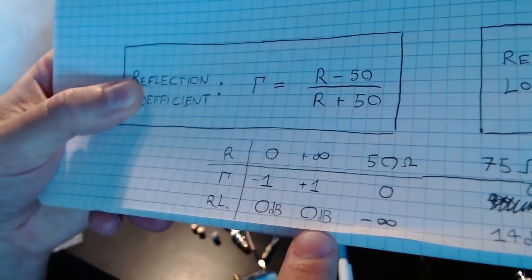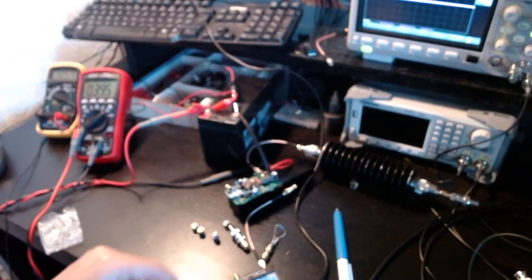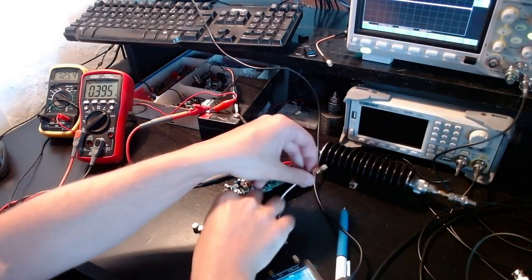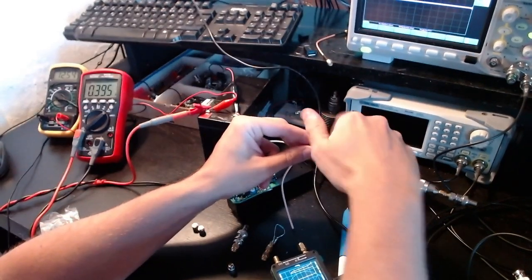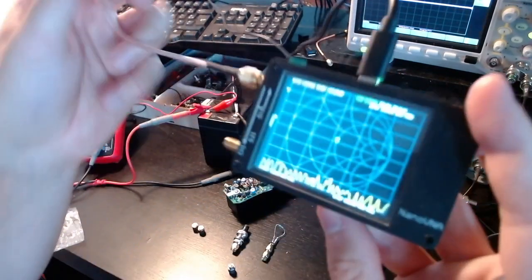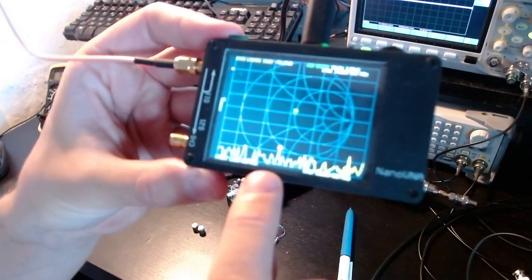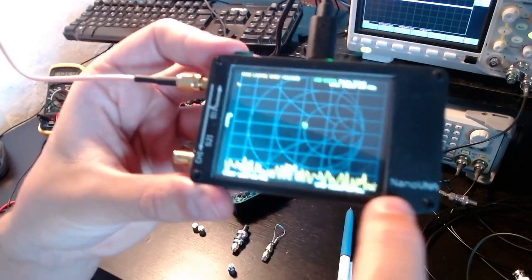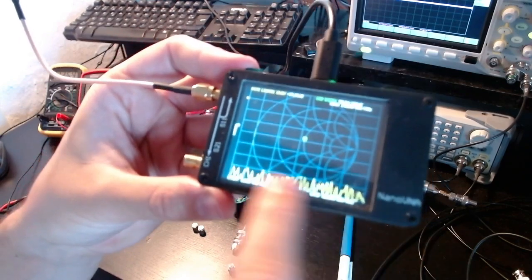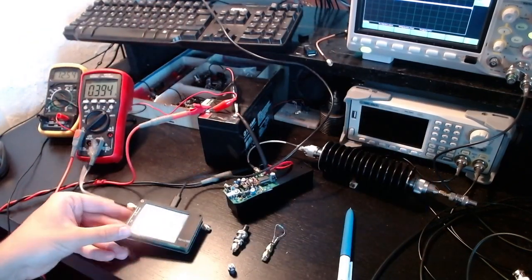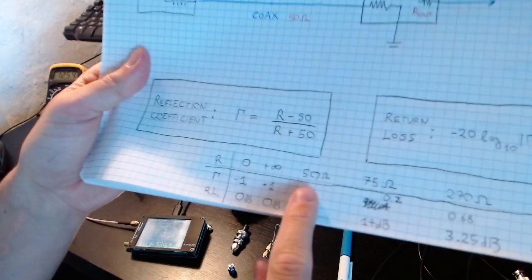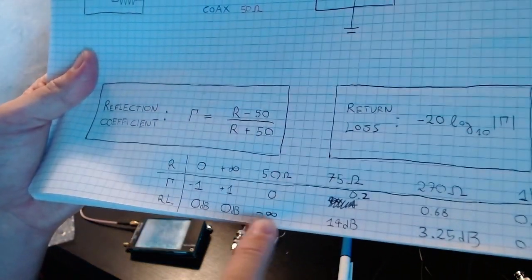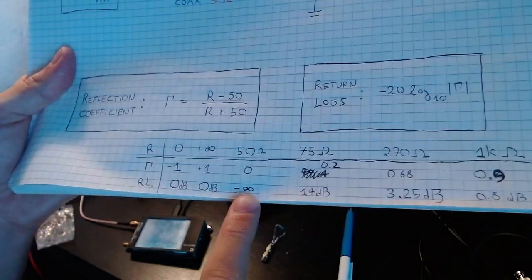Okay, so we are in this situation here. Let me now connect the 50 ohm load that I have here. And as you can see, the return loss has gone down basically to the bottom of the Nano VNA. That matches the idea that with 50 ohm we get basically minus infinity, so we are at the very bottom of the sensitivity of the Nano VNA.